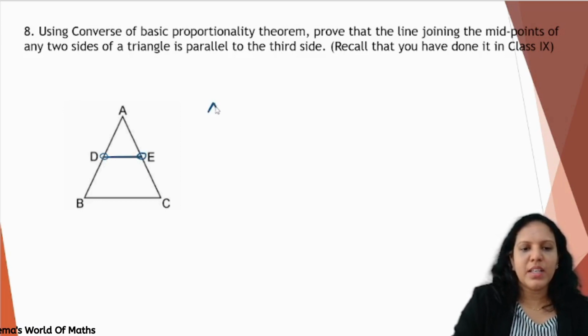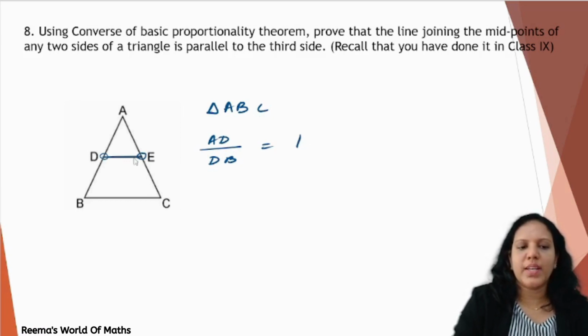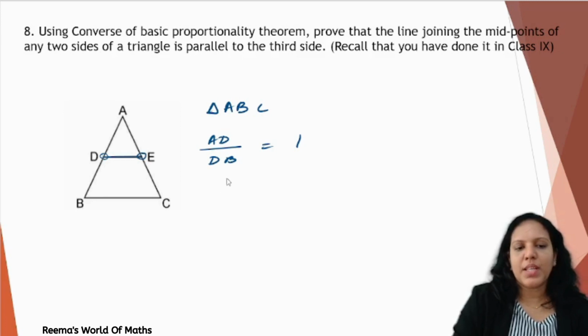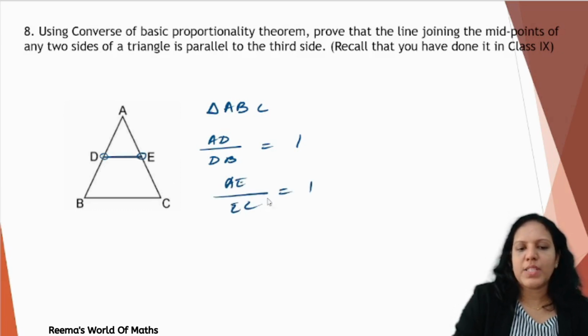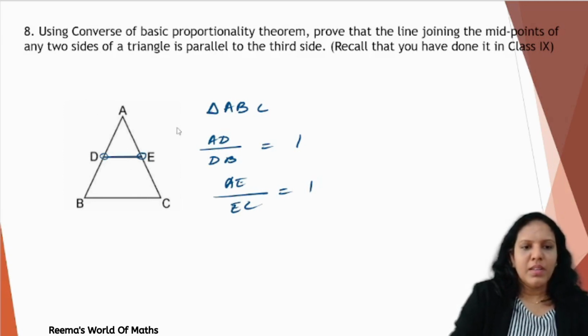So in triangle ABC, if D is the midpoint, we can say AD by DB will be equal to 1, right? AD by DB equals 1 because D is the midpoint. It means D bisects AB. Similarly, on the other side, E is the midpoint of AC, so AE by EC is also equal to 1, correct? Because E bisects AC. And we need to prove DE is parallel to BC.